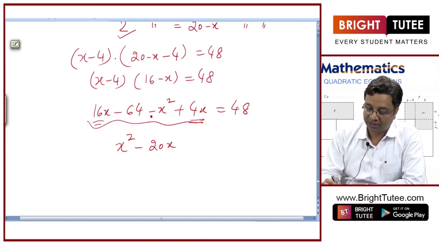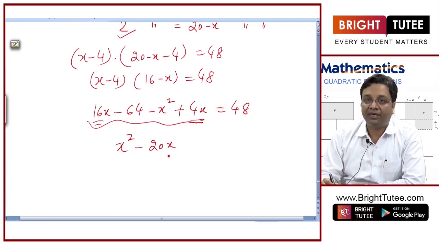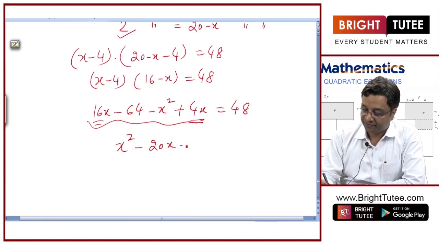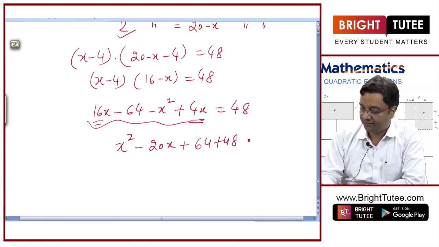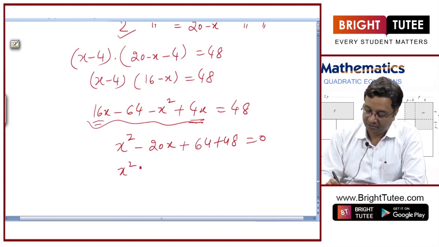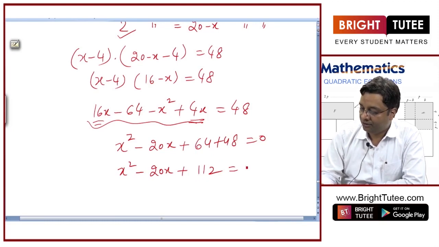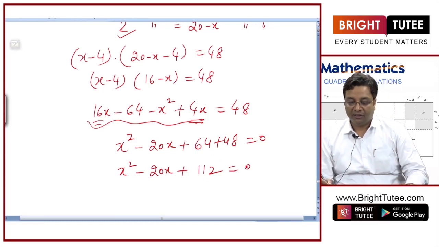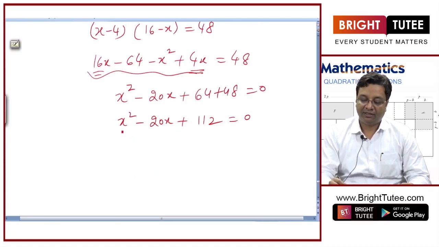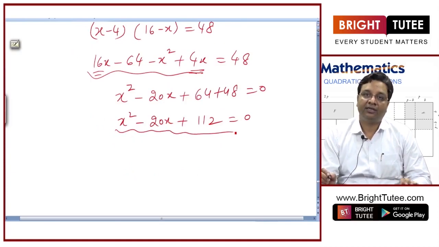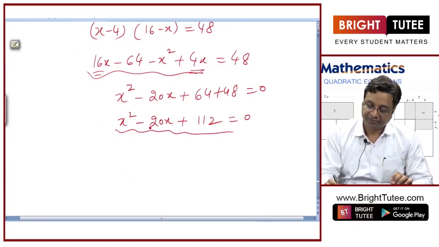Okay, so this minus will become plus x square here, this plus 20x will become minus 20x, and this 64 we will add in 48. So what is 64 plus 48? x square minus 20x is equal to 112. Right, now we just need to check whether the discriminant of this quadratic is positive or negative.